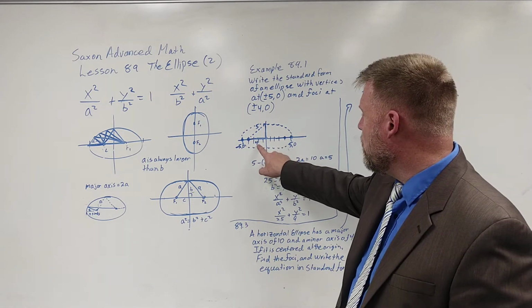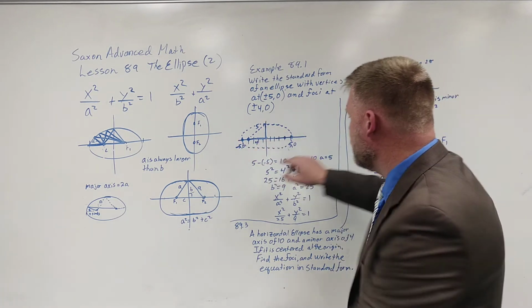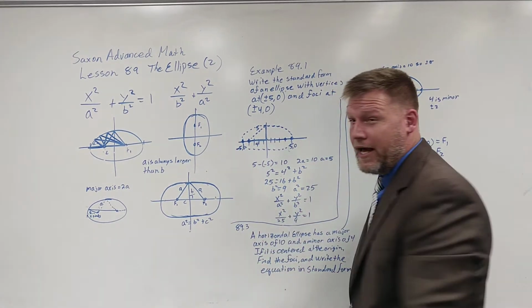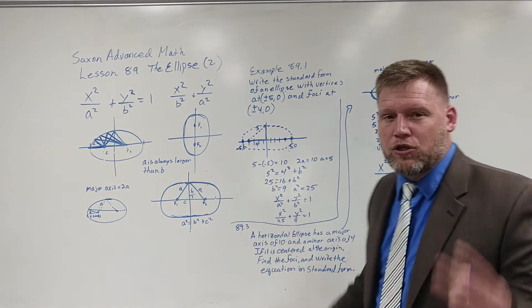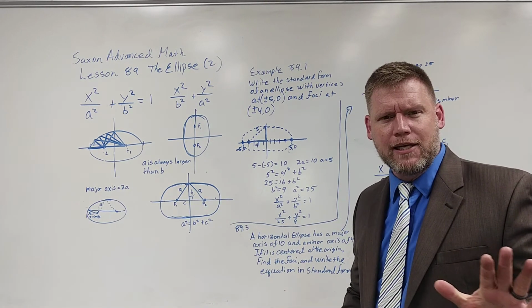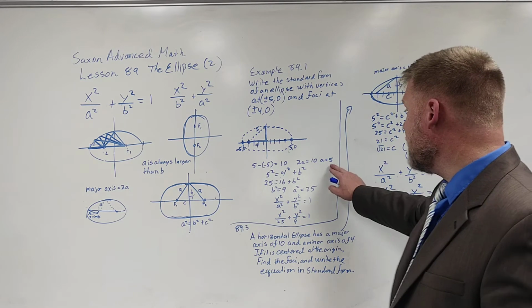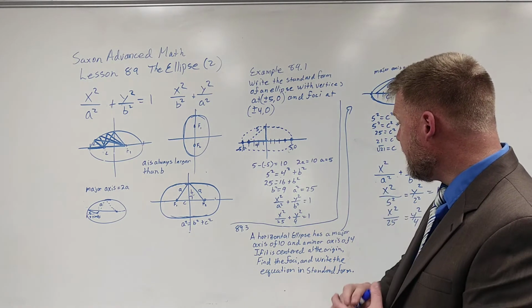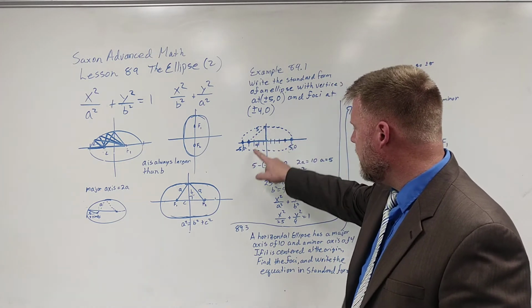If this is 4, that's our distance for the foci. The distance from here to here is 5, which means the distance from here to here is 10, right? Because plus or minus 5, 5 minus a negative 5 is 10. That means 2 times A equals 10. Well, that comes in handy because then can I find out what A is? Certainly. Half of 10 is 5, and that's going to give me a value of A. So A is 5.